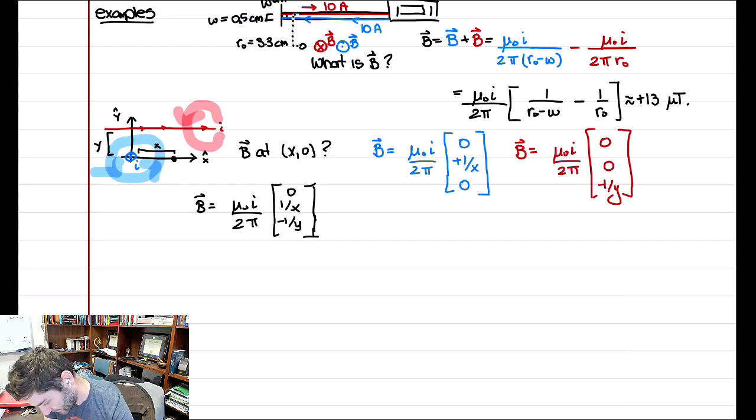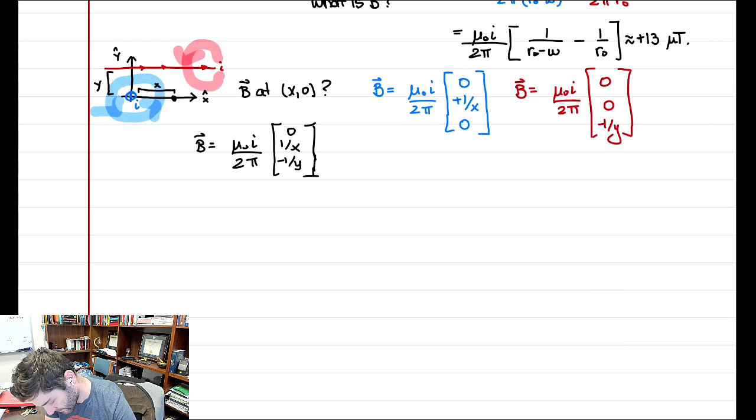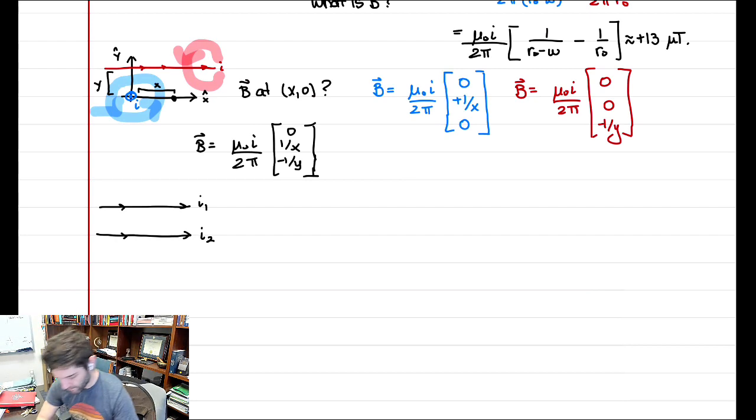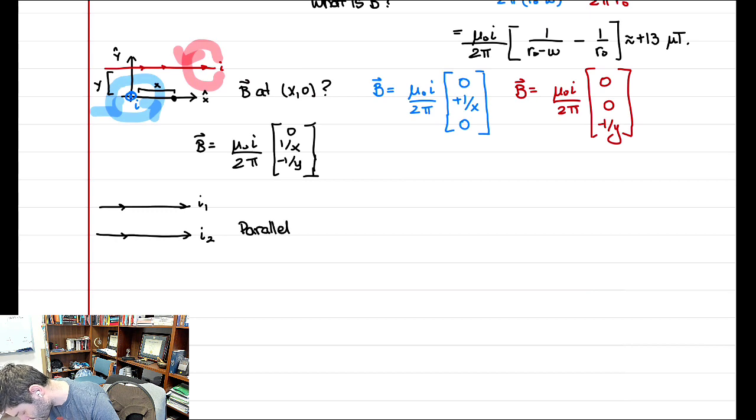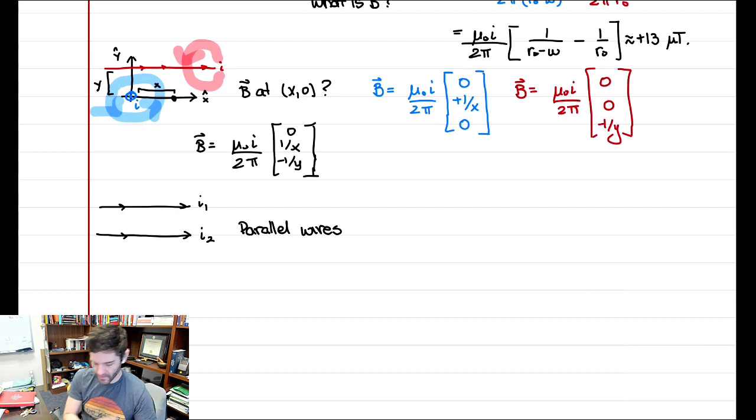Last one. And this one I have a demo that I will show in class. Suppose I have two wires, and they both have current and they're running, and they don't necessarily have to have the same current, so I'll say I1 and I2. But these are parallel to one another. Parallel wires with current in the same direction.